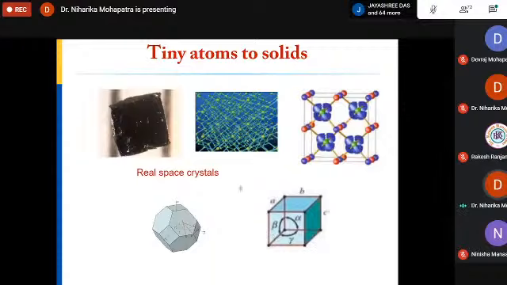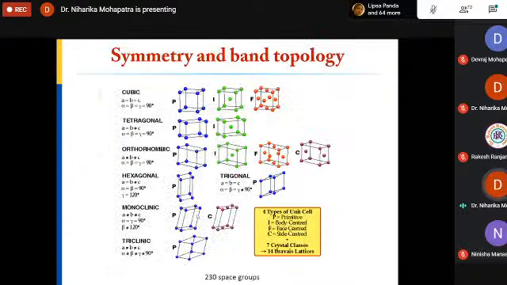So the symmetry you can explain in different ways. In real space, what you see; then in reciprocal space or momentum space, you look at the Brillouin zone and all that you might have read in your standard solid state physics course. Basically, the symmetry is very important because the symmetry is linked with the band topology. I'll show you the link later on.